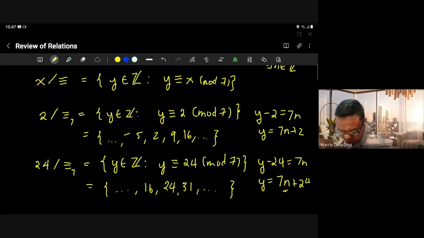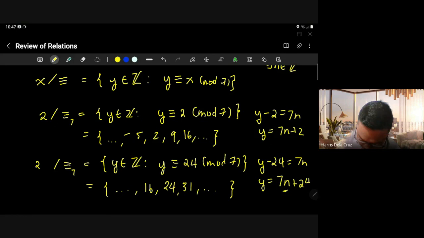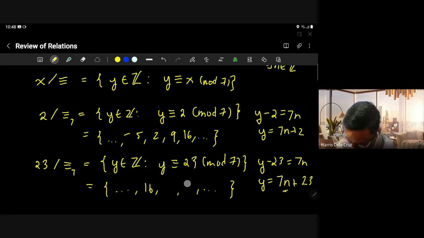Parang mali yung value ko. Dapat 23 ang ginamit ko. This should be 23 para maging equal. Sorry for that. It should be 23. So this is 30. Yan ang tama. Okay.